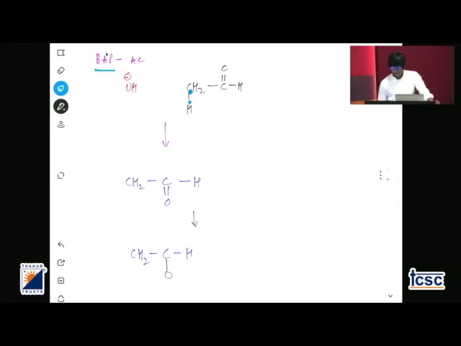Base is always BAP: base abstracts proton. Base loves proton. So the base would abstract this proton. So bond pair becomes lone pair, and bond pair becomes lone pair, and lone pair becomes bond pair. As a result, this carbon has gained electrons. So the base abstracts a proton from the alpha carbon to give you this molecule.